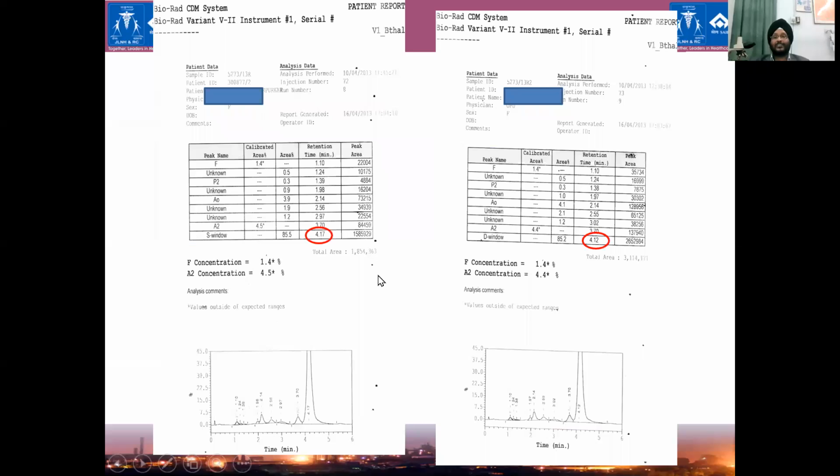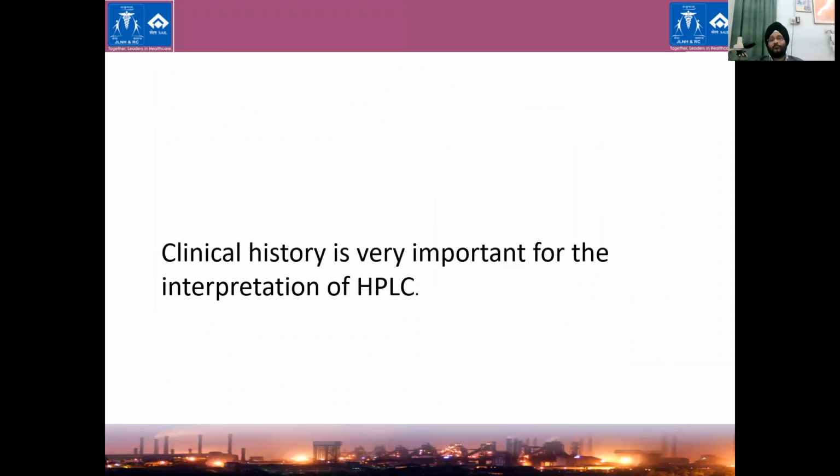These are the two side by sides. You can look at the subtle difference in the S window and the retention time of the two hemoglobins. The retention time of sickle is generally 3.9, and D, it starts from 4.10. So the subtle differences will make us have a wrong diagnosis.